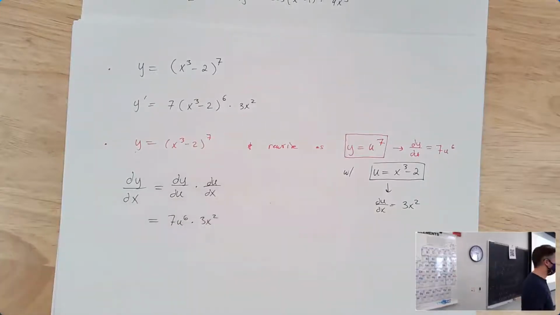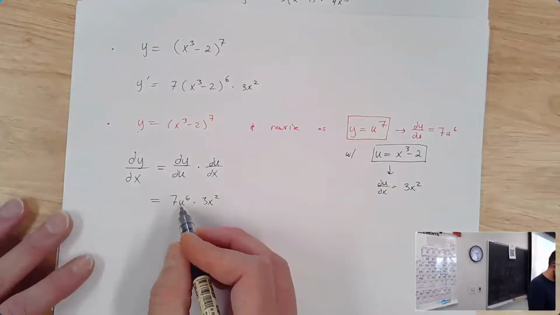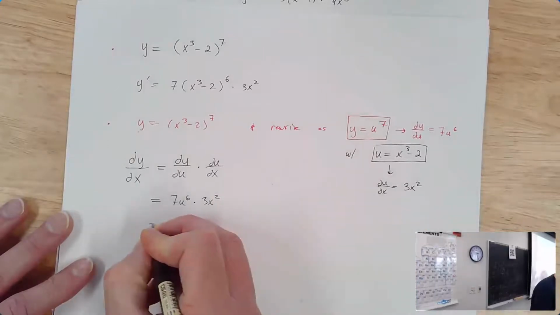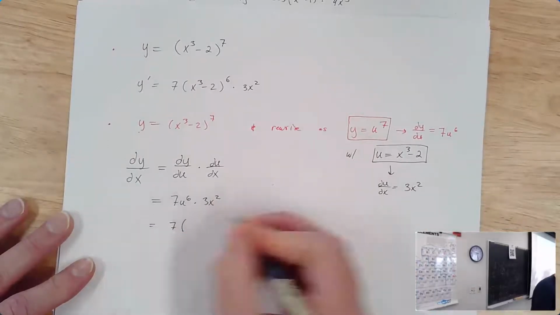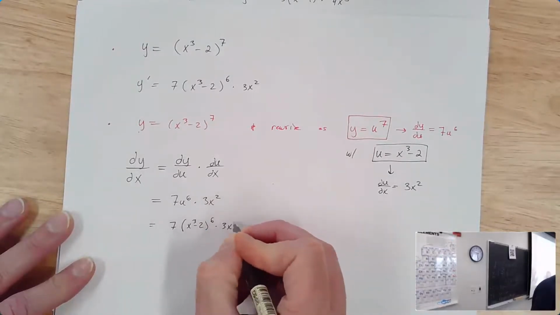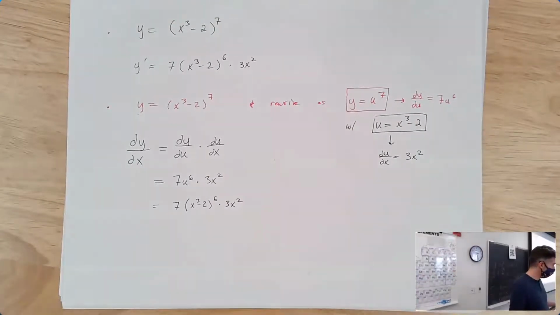And it never feels good to leave it that way because you've got your derivative in terms of more than one variable, whereas we knew the original function was in terms of x. So we have to take the additional step of rewriting u as what we said it was equal to, which is x cubed minus 2. This is going to equal 7 times x cubed minus 2 to the 6 times 3x squared, which is the same answer.